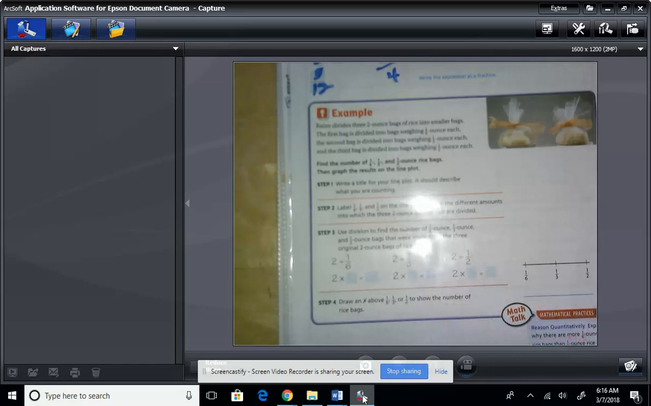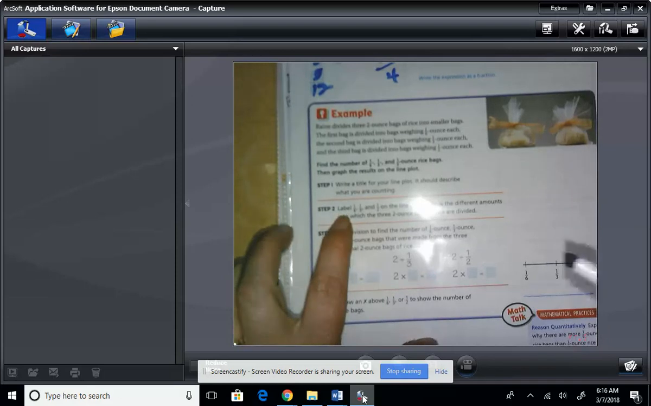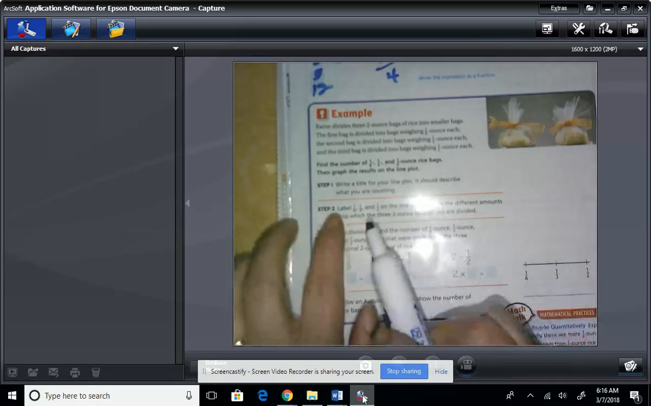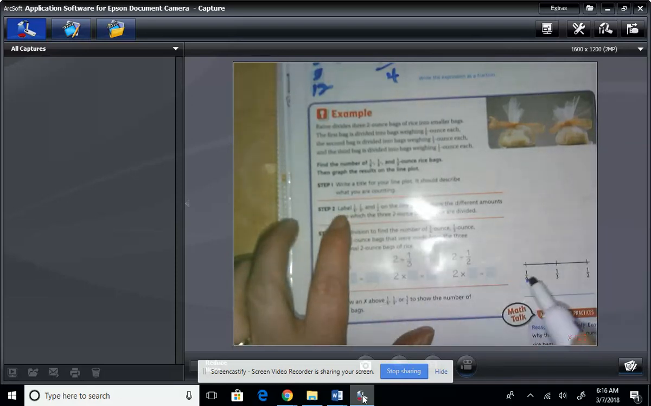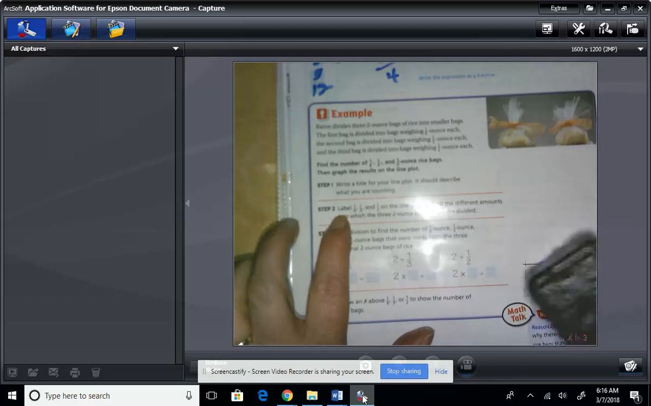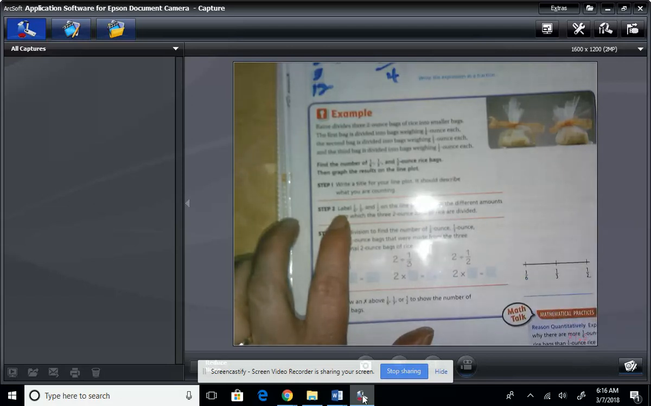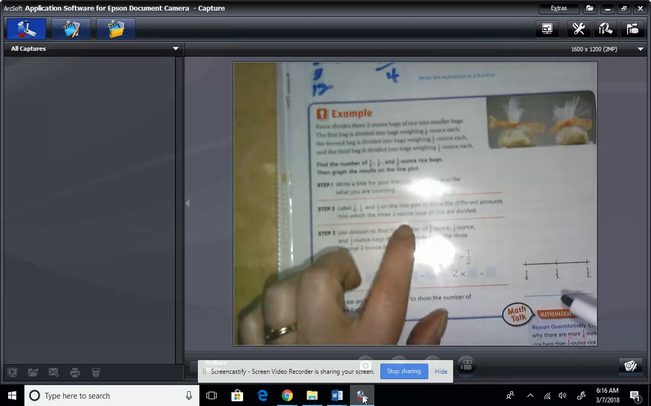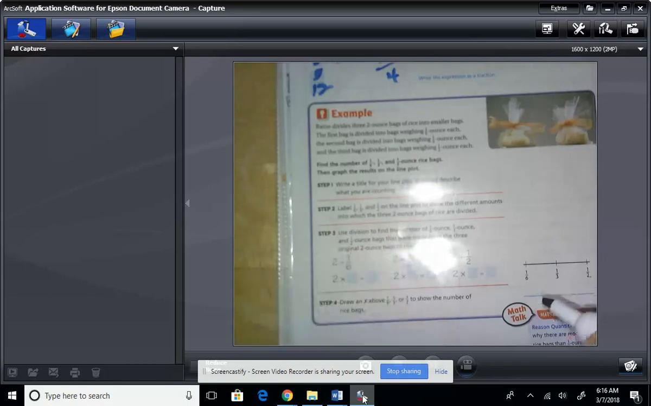All right, so we can use the number line again, and we have to label. Here's our label of our line graph. We've got to give it a title. So the title could be what?